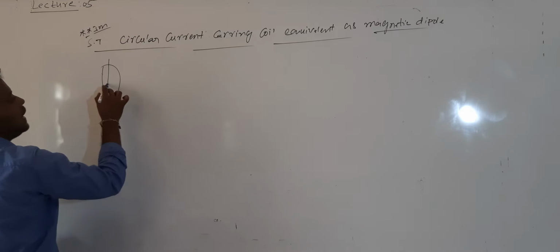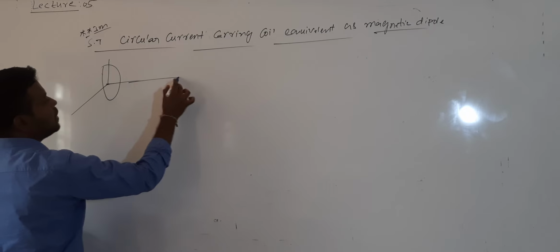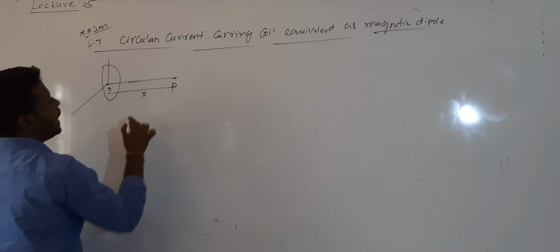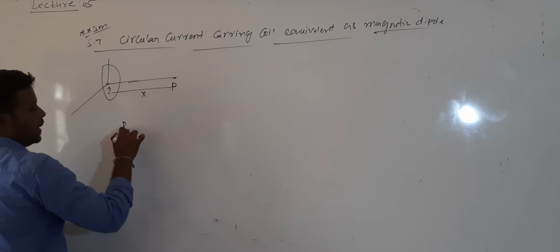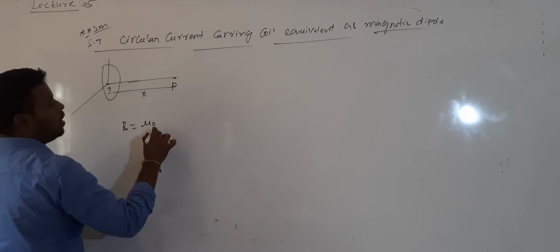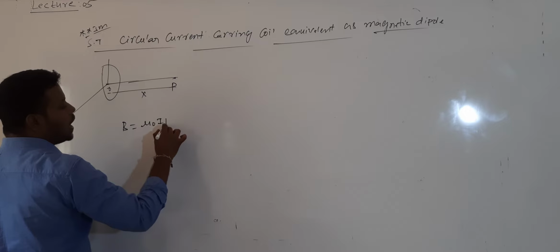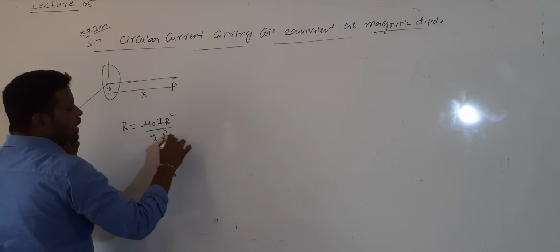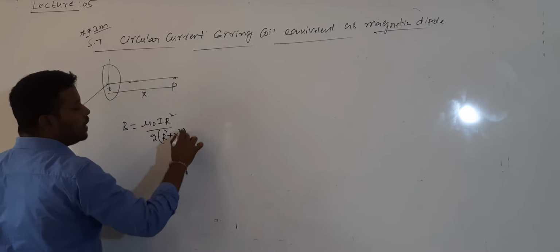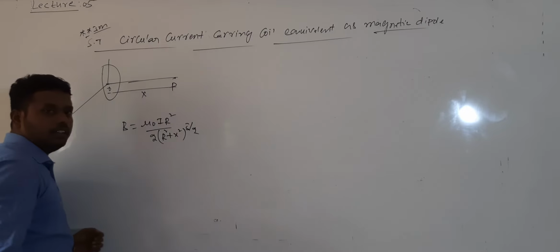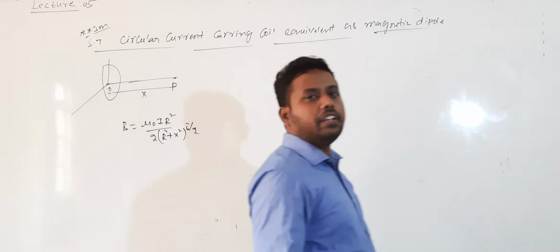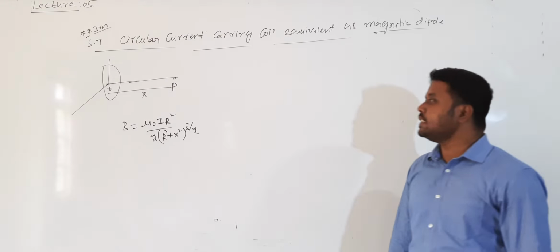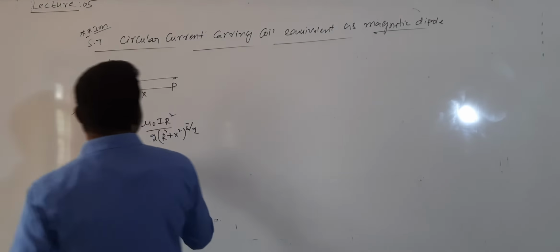Then we calculated the magnetic field induction of the circular coil at a distance x from the center, which is given by B is equal to mu naught into I into R square by 2 into (R square plus x square) whole power 3 by 2. Correct? This is the expression for magnetic field induction due to a circular coil at a distance x from the center.